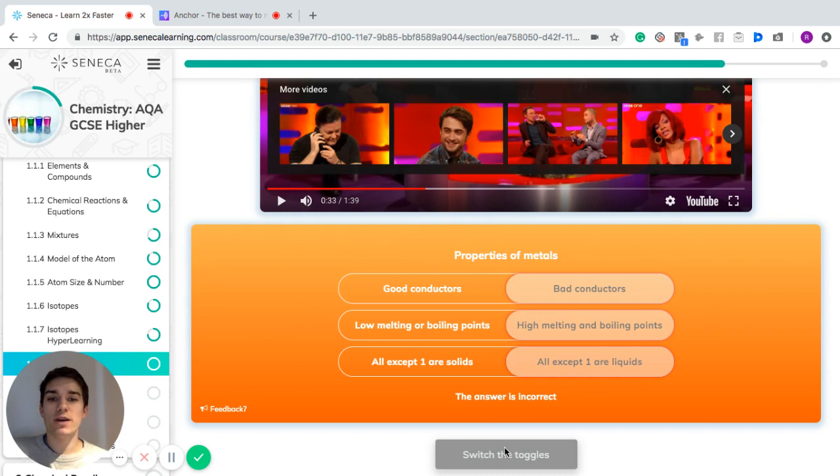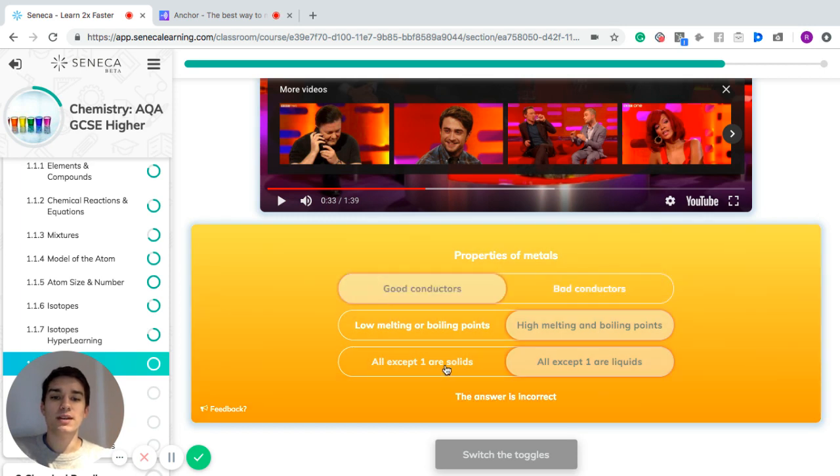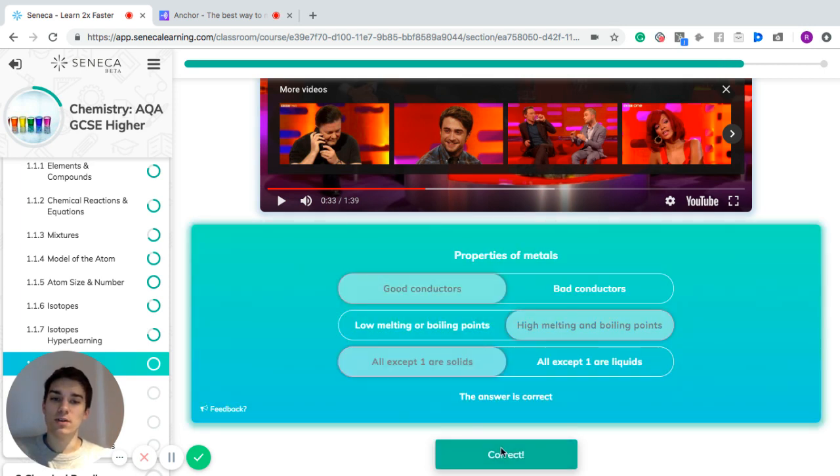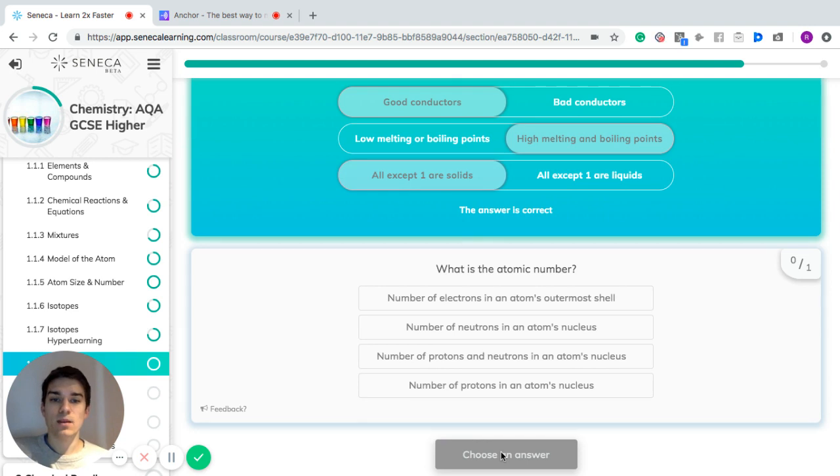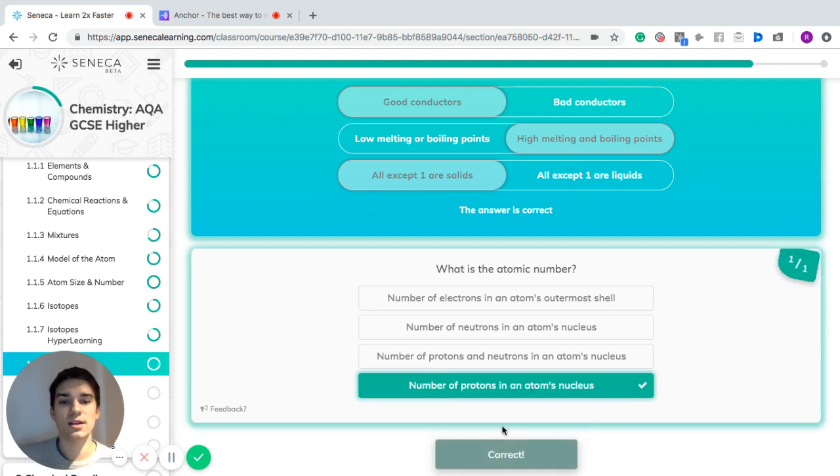Properties of metals are that they are good conductors, they have high melting and boiling points, and all of them except one, which is mercury, are solids. And just to recap from an earlier module, atomic number is the number of protons in an atom's nucleus.